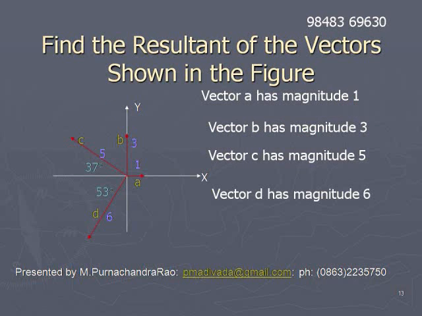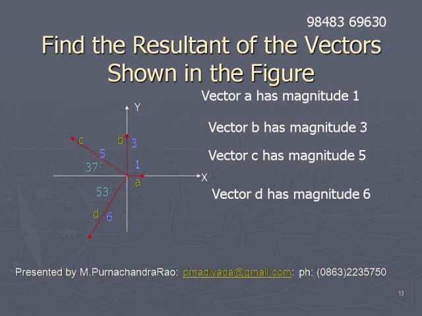In the textbook, a problem is given. Find the resultant of the vectors shown in the figure. Here, four vectors are given. They are named as A, B, C, D. A is along x-axis, B is along y-axis, C is in the second quadrant, and D is in the third quadrant. Now, the magnitude of A is 1, the magnitude of B is 3, the magnitude of C is 5, the magnitude of D is 6.